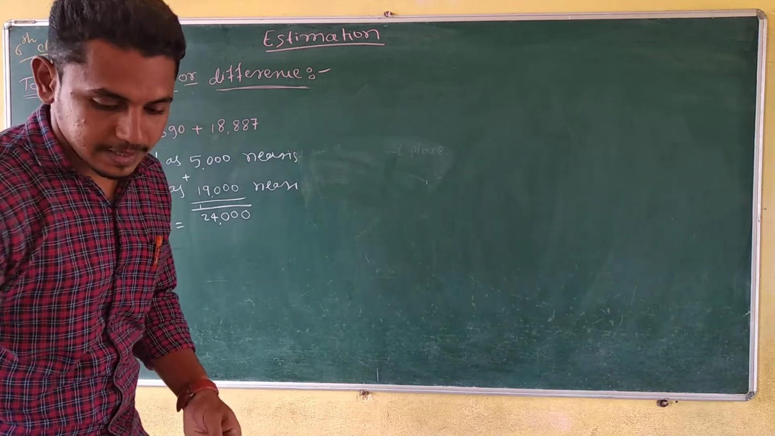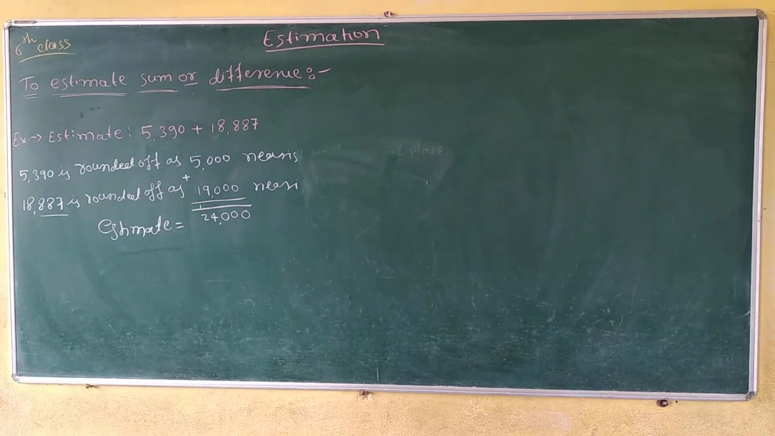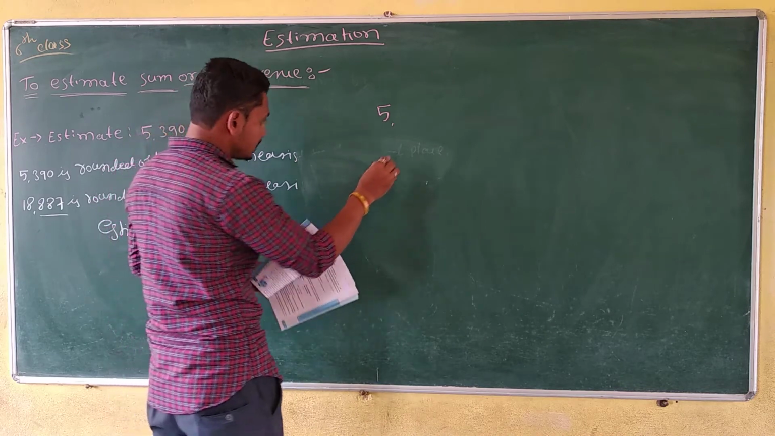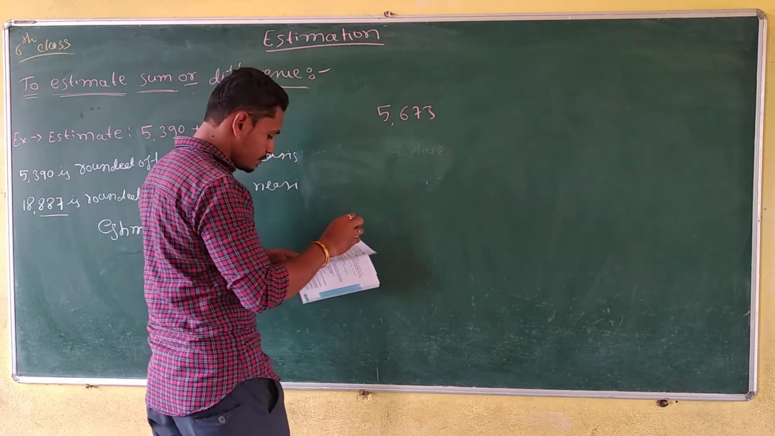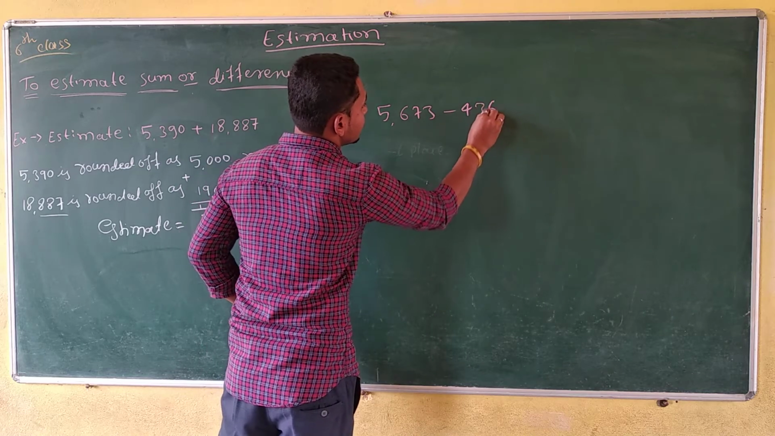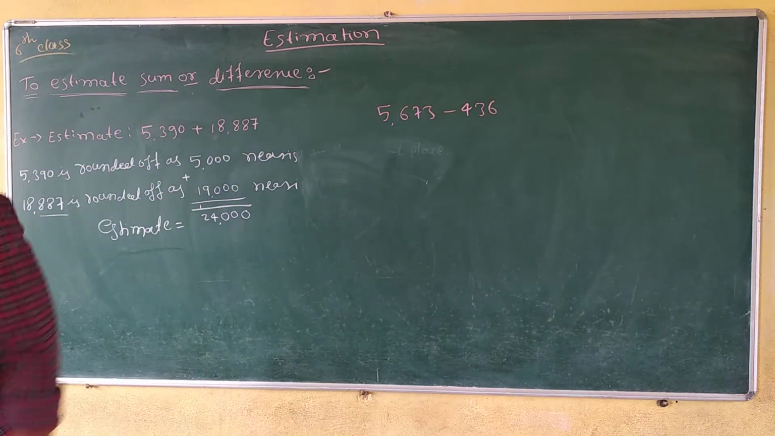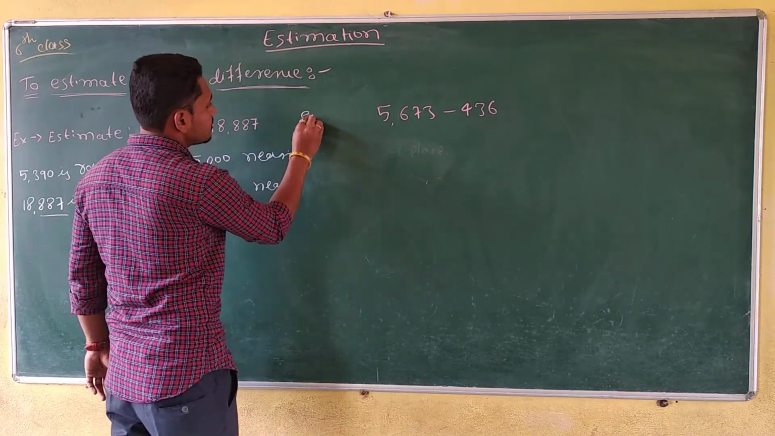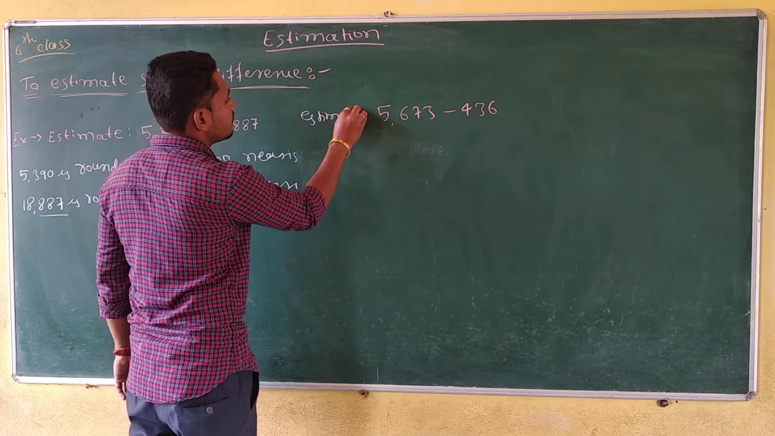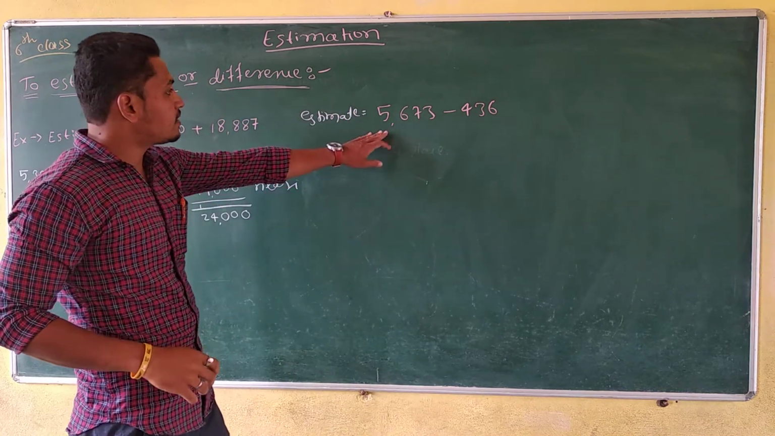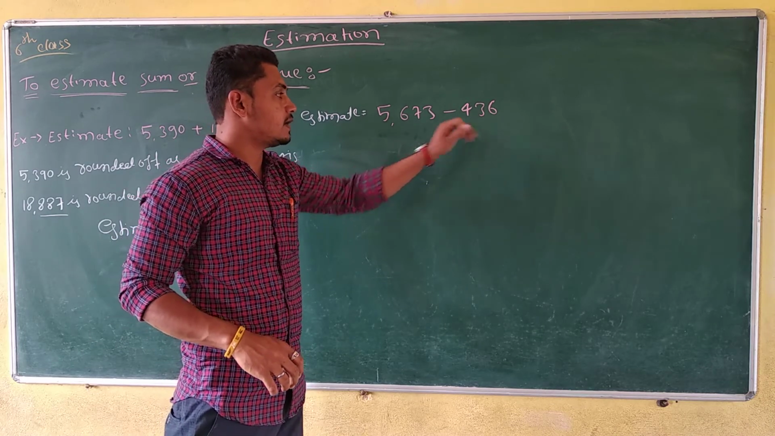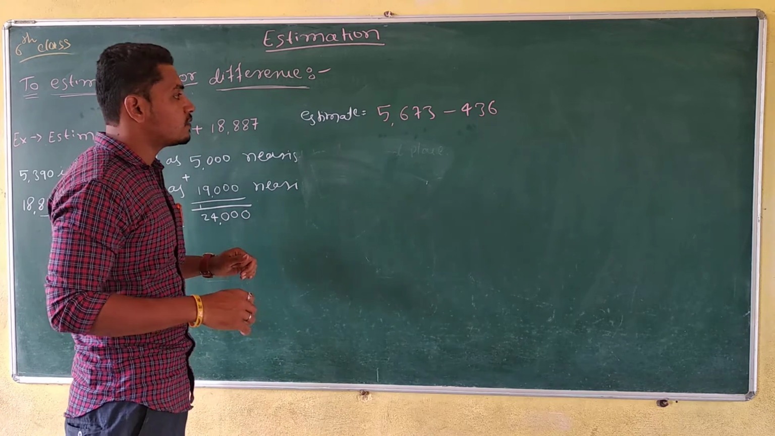So take another example in your textbook: 5,673 minus 436. We have to find their estimate. So 5,673 minus 436.